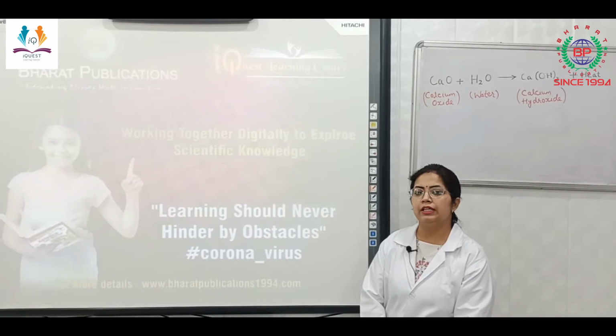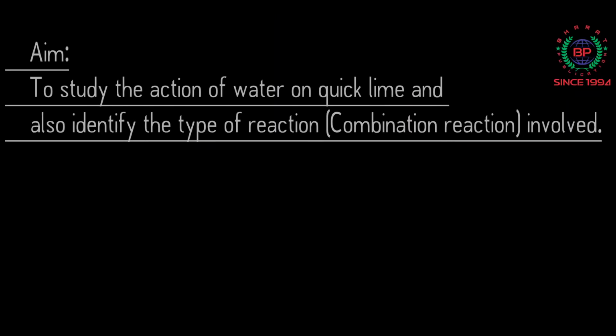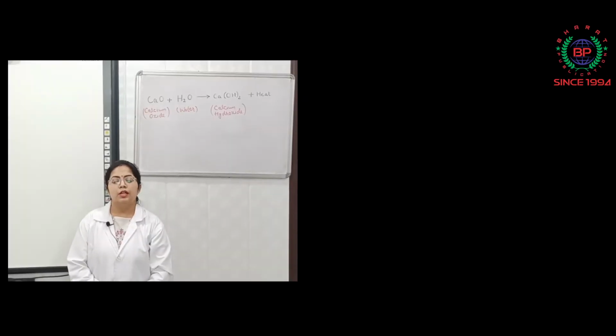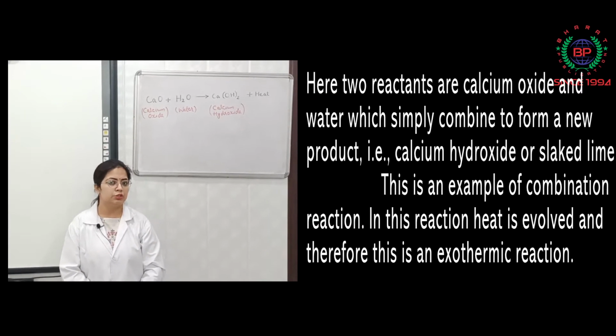Everyone. Now today we are here to do an experiment. The aim of this experiment is to study the action of water on quicklime and also identify the type of the reaction involved. It is a type of combination reaction. Now let's discuss some theory related to this topic.